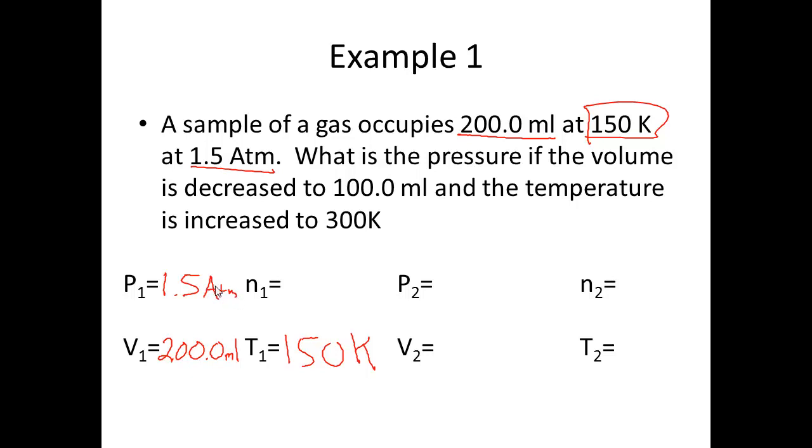Now I want to know what the other pressure is, so I want to know my P2. You should do that too: when you know the unknown, put something there like an X or a question mark so that you remember when you're setting it up that you're looking for that. If the volume is decreased to 100 milliliters, that's volume 2, not temperature. So I have 100.0 mL. And the temperature is increased to 300 Kelvin. That's my T2.